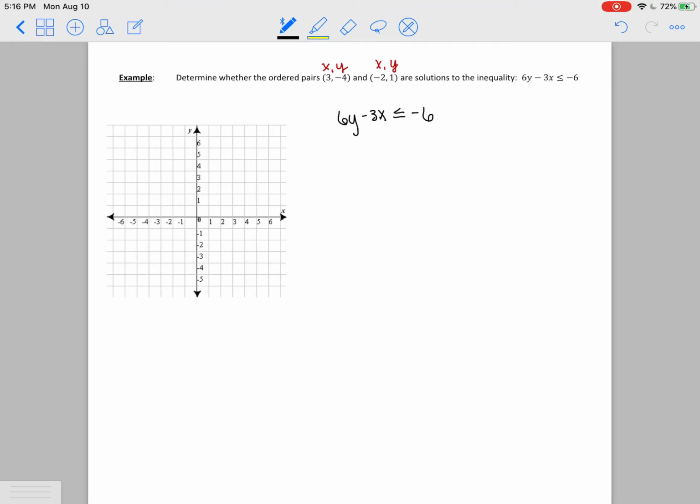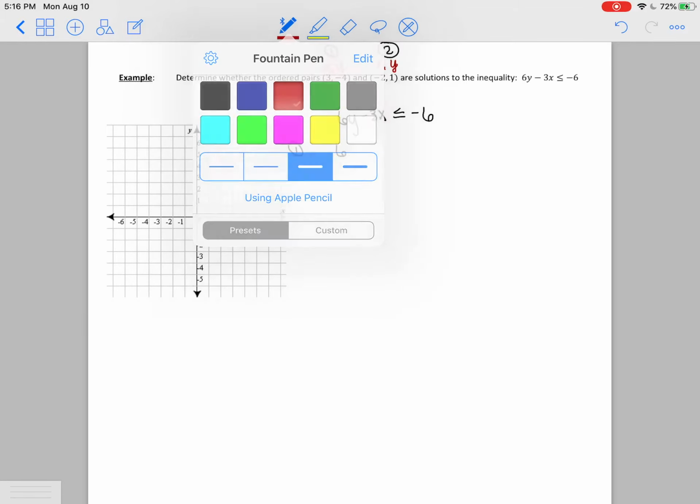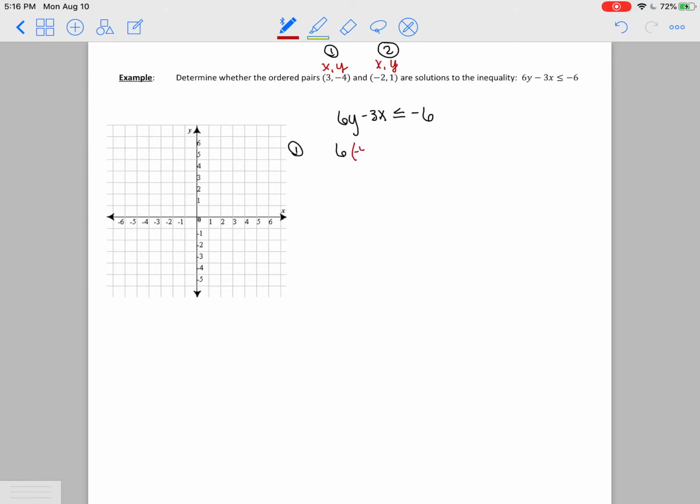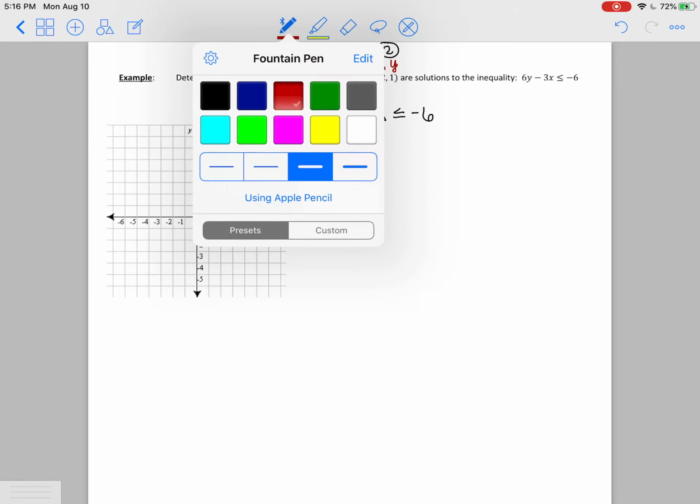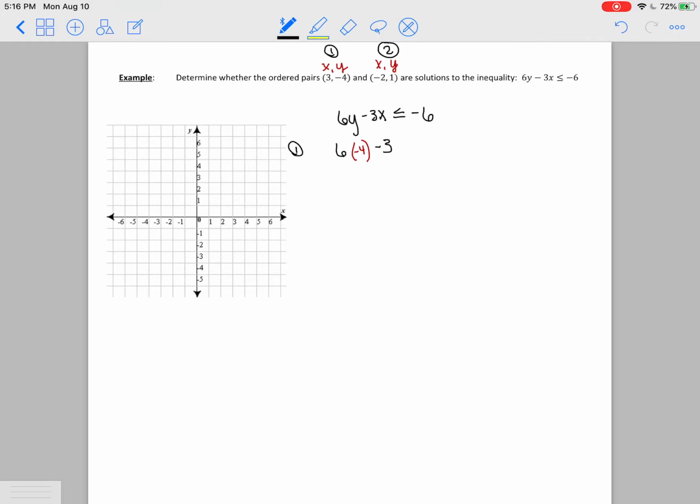Okay, so let's try this first point. I'm going to just call these 1 and 2. We're going to start with the first point here. Our y coordinate would be -4. And sorry for switching colors, I just think that it makes it a lot clearer to see. So we've got -24 minus 9 less than or equal to -6.